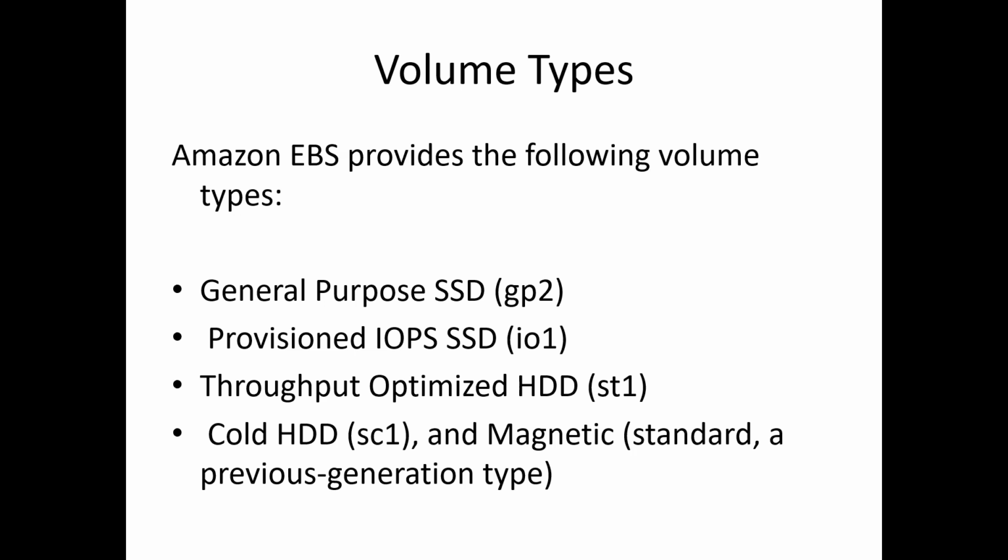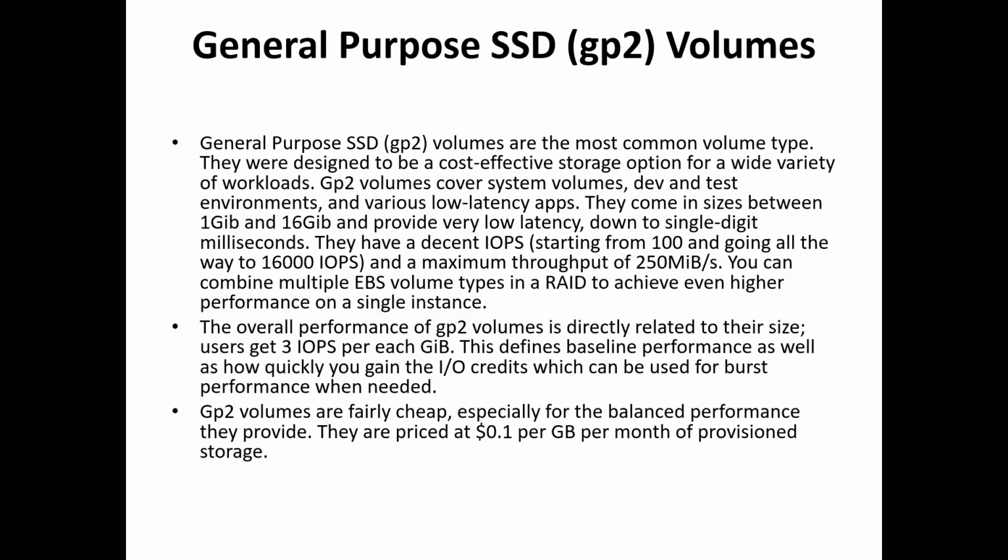Cold HDD and magnetic, throughput optimized, provisioned IOPS, and as well as general purpose, right? So you can see the very first category is general purpose volume, right? So here you can see this is most effective for the testing environments, right? So not for real time data, because you will not get very good throughput nor very good number of read and write operations. So decent number of read and write operations.